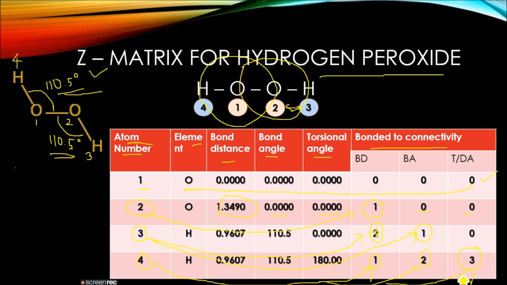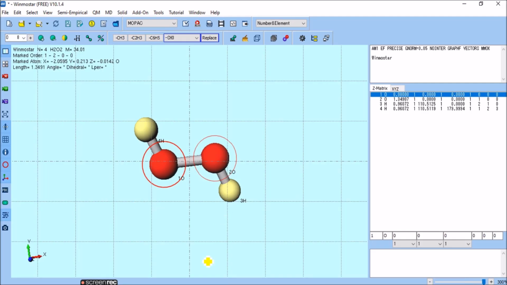In WinMoStar, this is how you generate a Z matrix. You open WinMoStar, construct your H2O2 molecule, and give quick optimize. Finally, as you construct and complete it, you have your Z matrix ready on your right side. It will be displayed, and all the values we saw are displayed here. The first column shows the atom number, the second shows the element, and the third is your bond distance, then the optimization flag, then the bond angle and its optimization flag, then the dihedral angle and its optimization flag.